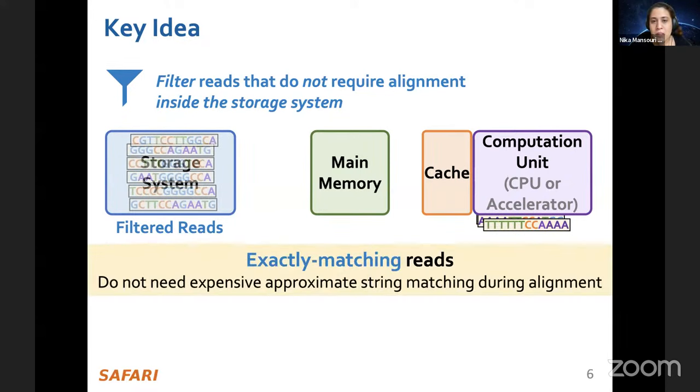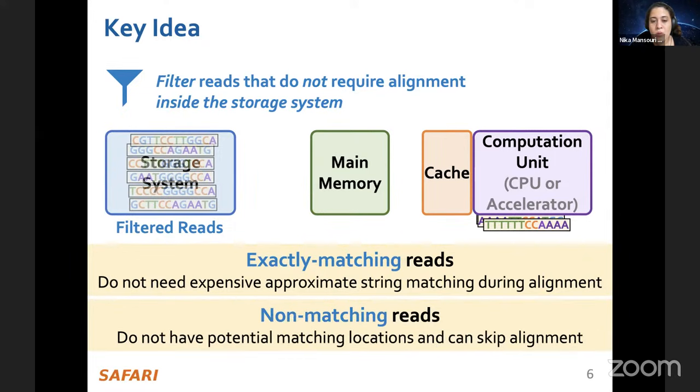Examples of reads that do not require such expensive computation would be exactly matching reads, which are reads that do not require the ASM, the approximate string matching during alignment, or reads that do not match to any location. Therefore, they don't have any potential matching location and they can skip that alignment step.